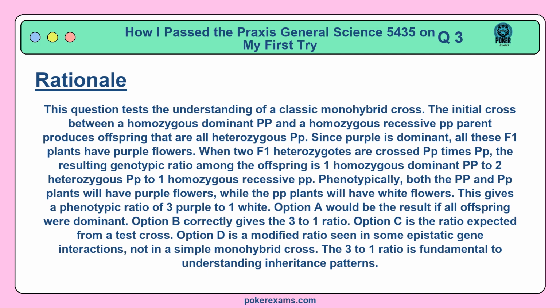Option A would be the result if all offspring were dominant. Option B correctly gives the 3-to-1 ratio. Option C is the ratio expected from a test cross. Option D is a modified ratio seen in some epistatic gene interactions, not in a simple monohybrid cross. The 3-to-1 ratio is fundamental to understanding inheritance patterns.